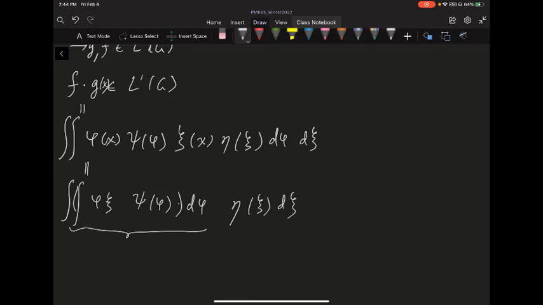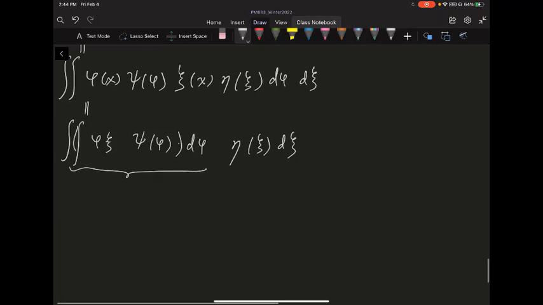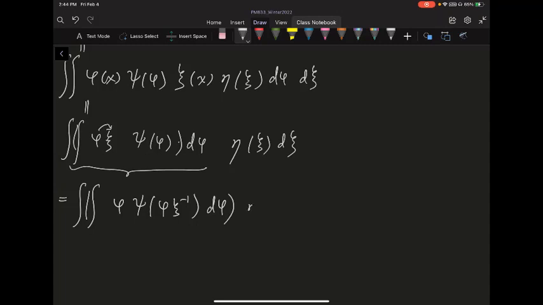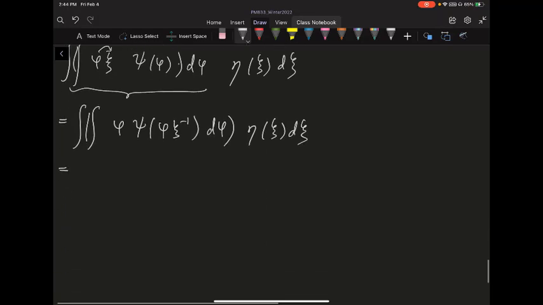The good thing about this d phi is that it is a Haar measure on the g hat. So by translation, I can just translate this cosine inside. I pretend this is a translation of my variable phi by a cosine. So this is just going to be the double integral where the cosine disappeared, but the psi of phi will have a cosine inverse. Then I have a d phi, and this whole thing I multiply by eta of cosine, d cosine. And now let's see what we have.